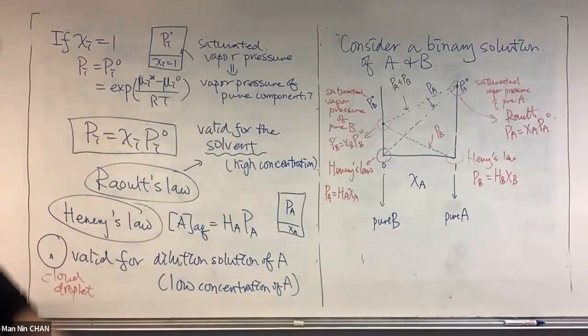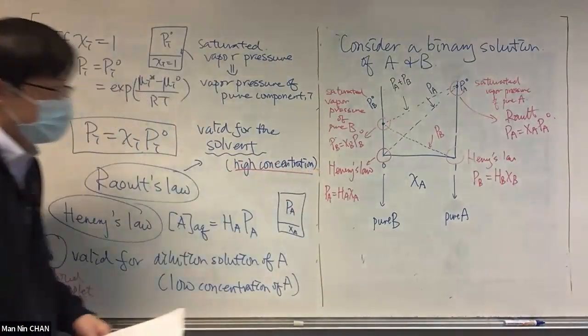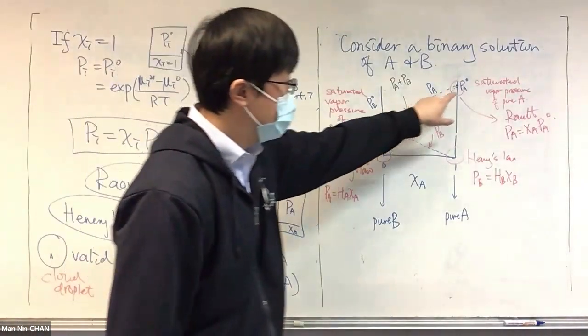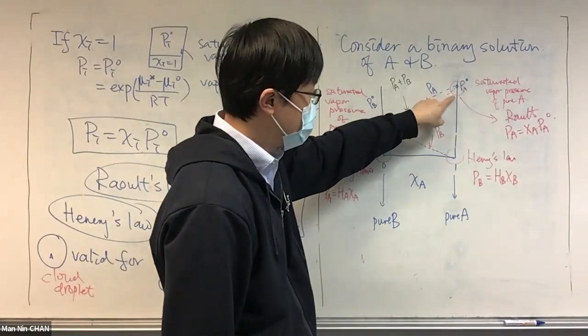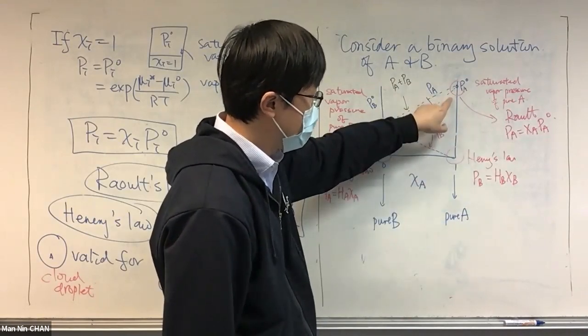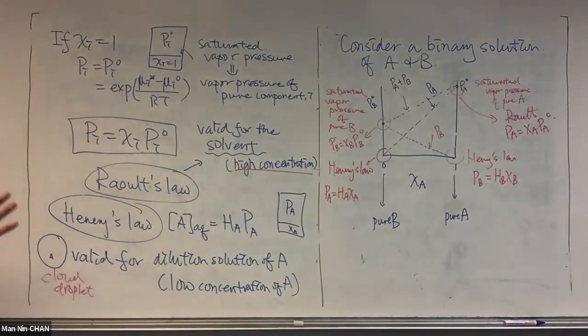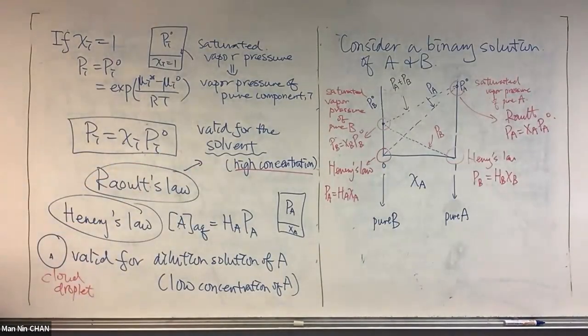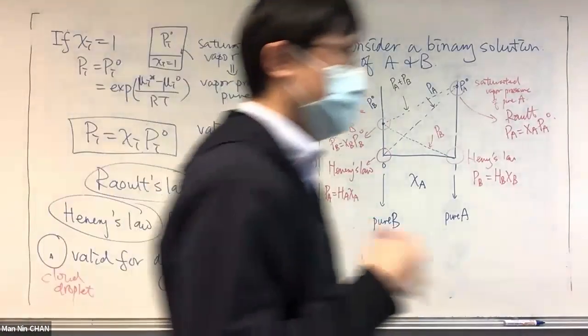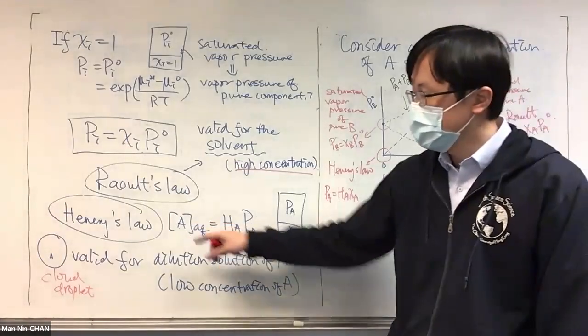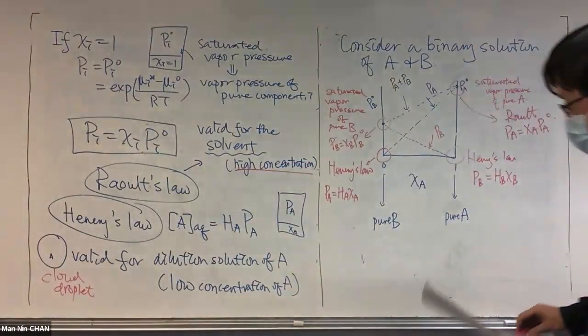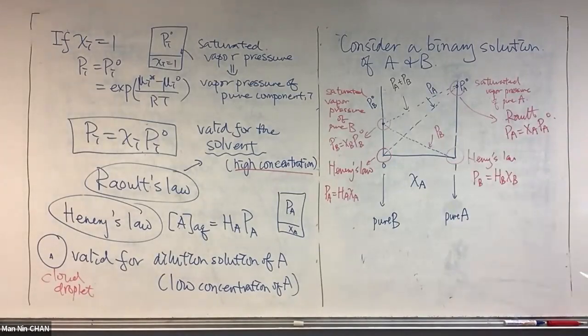If your species concentration is high, and you want to predict the partial vapor pressure of your A, then you should not use Henry's law. You should use Raoult's law, because the concentration of your A is high. Does it make sense? This tells you under what condition you should use these two equations. Again, for the dilute solution, you use Henry's law. For the more concentrated solution, you use Raoult's law. These are the rules, for your information.